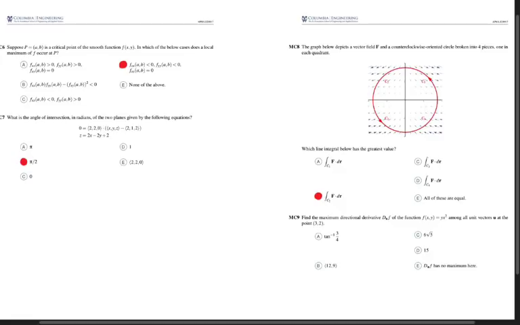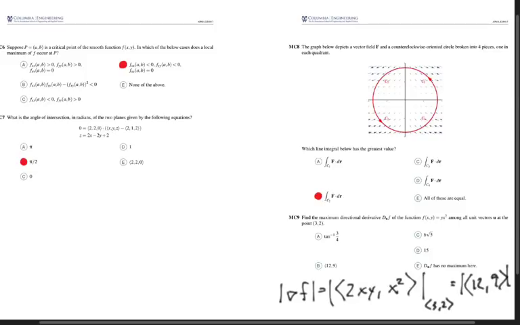And finally, we move to MC9, maximum directional derivative of a function among all unit vectors at the point 3,2. That's just asking one thing. Do you know that the maximum directional derivative is the magnitude of the gradient vector? So we evaluate that: 2xy, x squared, just the partial derivatives of our function, plug in the point 3,2 for x and y. I'm hoping I did that correctly.